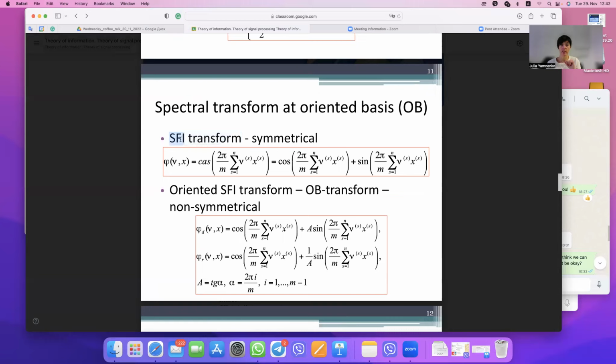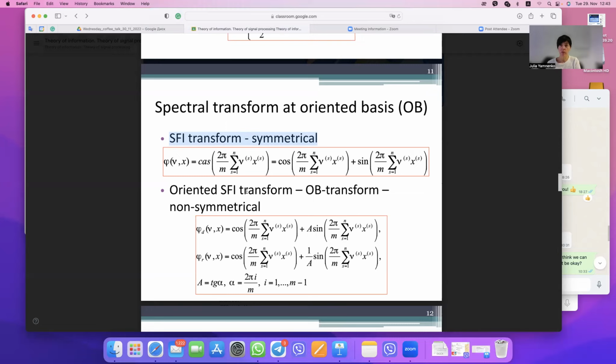So traditionally, the SFI transform was also symmetrical, like the Hartley transform in its traditional form. It was like this expression: a basic function defined by the expression of cosine plus sine of an argument that depends on m, the base of the counting system. It is symmetrical, so there is the same basic function for the direct and reverse transform.